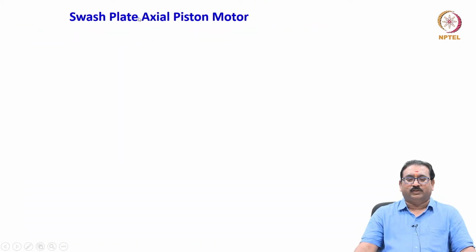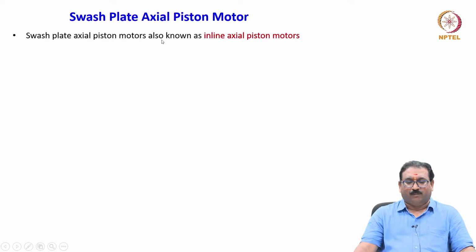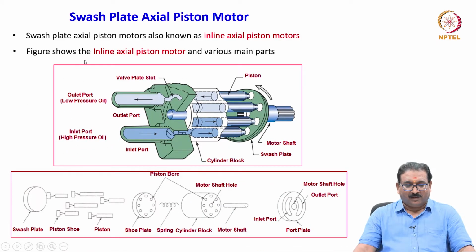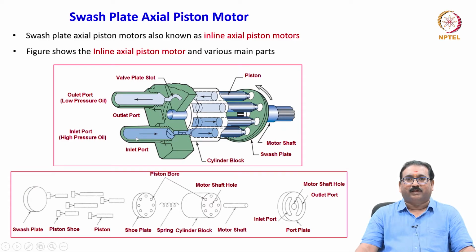Now we will move on to the swash plate axial piston motor. Swash plate axial piston motors are also known as inline axial piston motors. See here the figure shows the inline axial piston motor and various parts. You will see here, friends, the inlet port is there, meaning high pressure oil from the pump and control elements will enter here. These are the pistons, and you will see the pistons are reciprocating in line with the cylinder block.